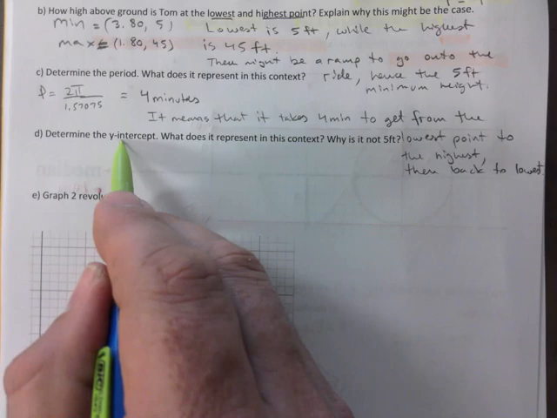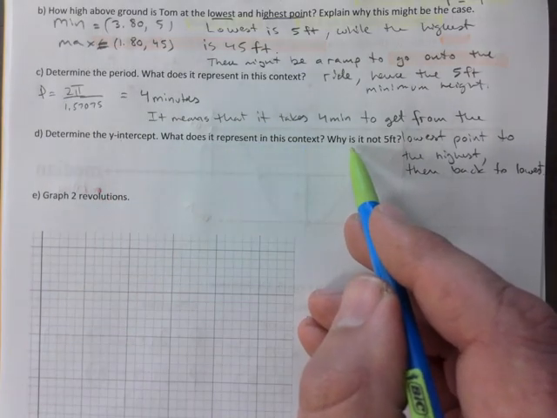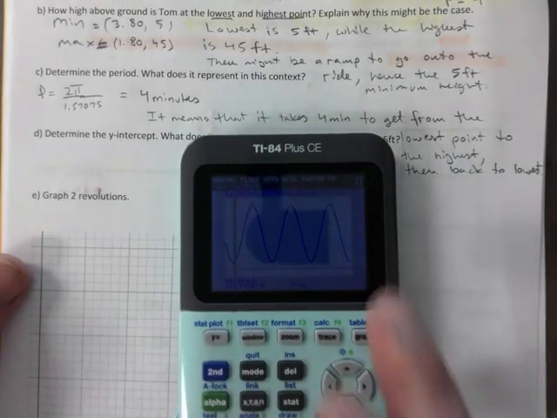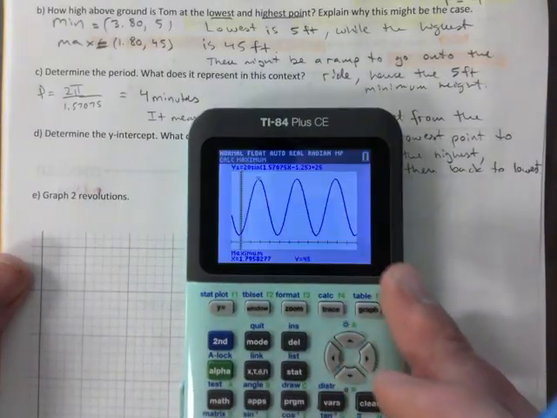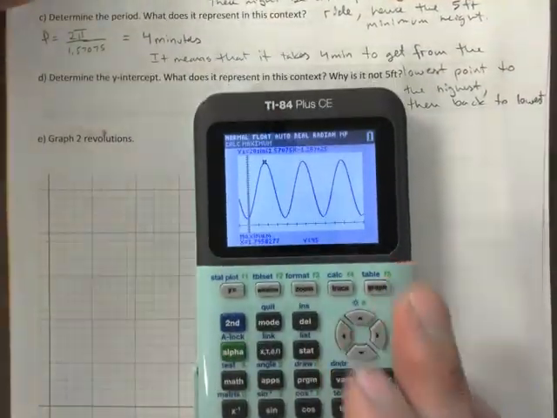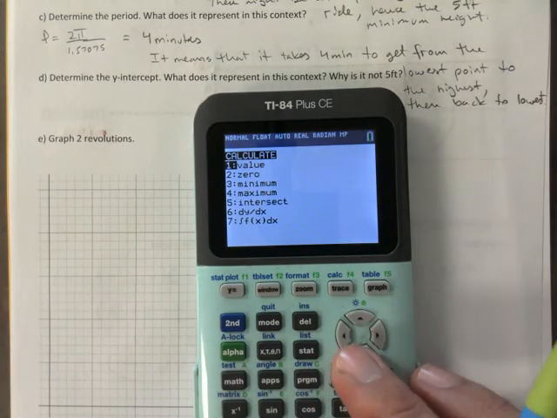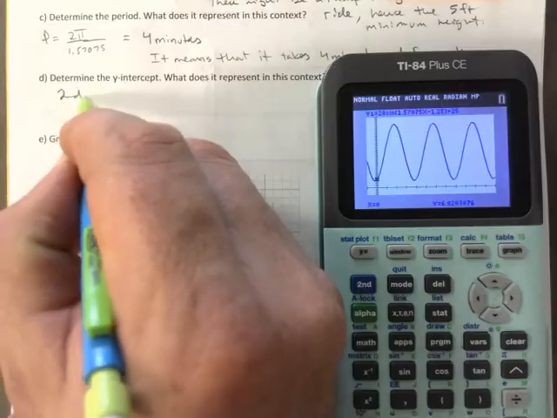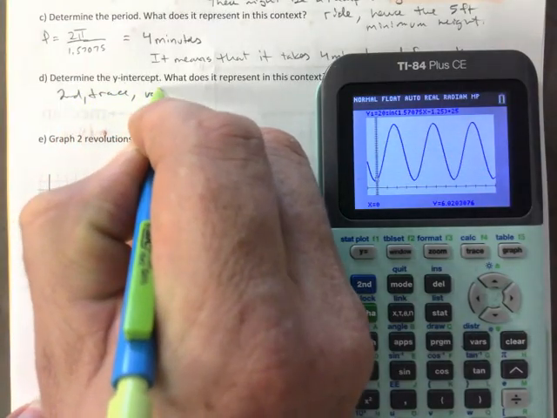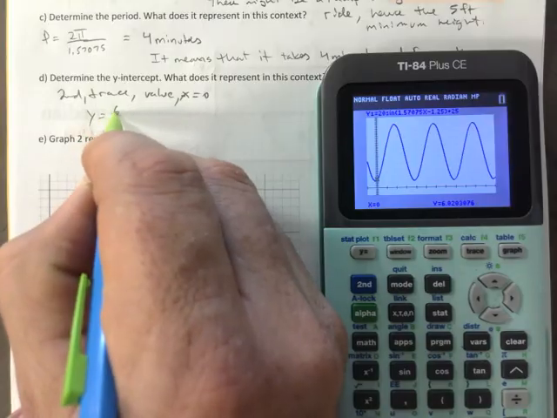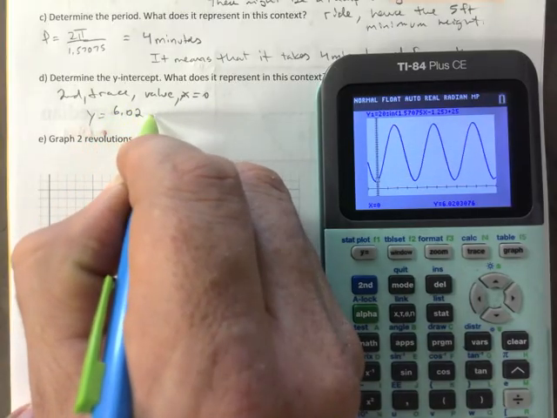Determine the y-intercept. What does it represent in this context? And why is it not 5 feet? So let's figure that one out. What is the y-intercept? How do you find it? We'll find it. So you got to go second, trace, value. You let x equal 0, and there we go. So we're going to show that work. .02, and that's in feet, right?